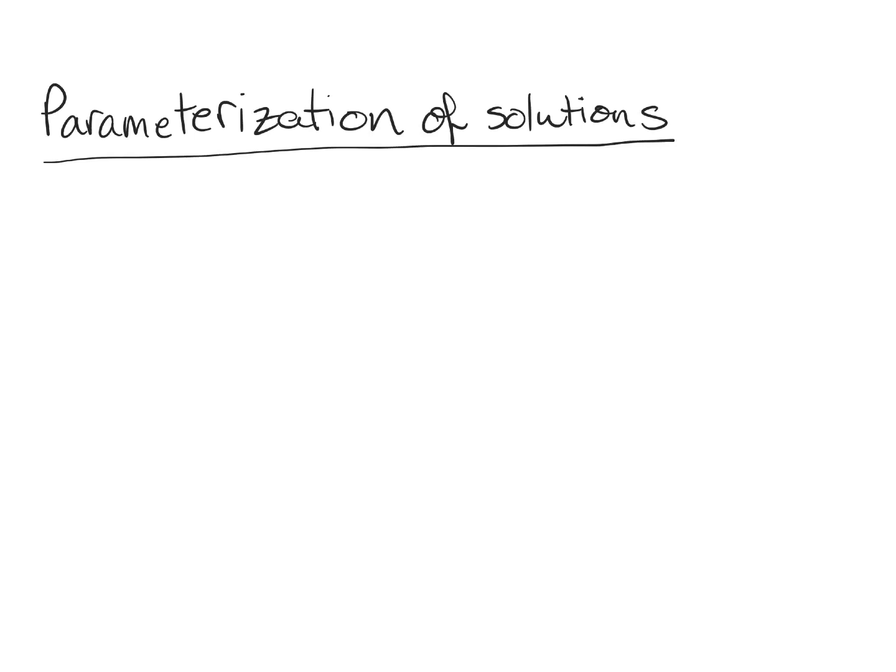Sometimes when you are solving a system of equations, you end up with a unique solution, which means there's only one answer. For instance, if you have a system with two unknowns and two equations, then you can solve this system very easily by simple elimination.